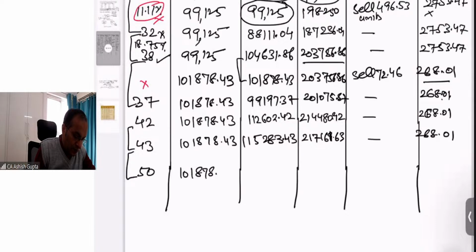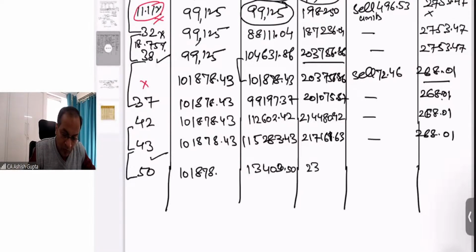50 minus 43. One second. 50 minus 43 divided by 43. So it is coming to more than 15%. Yes, action shall be required. Let us see what action we shall take. We can continue it. Just a second.